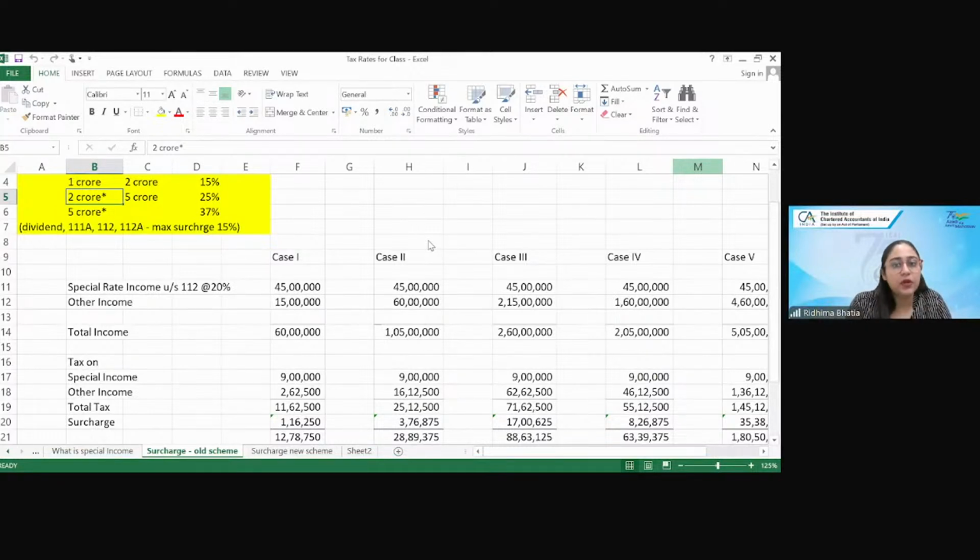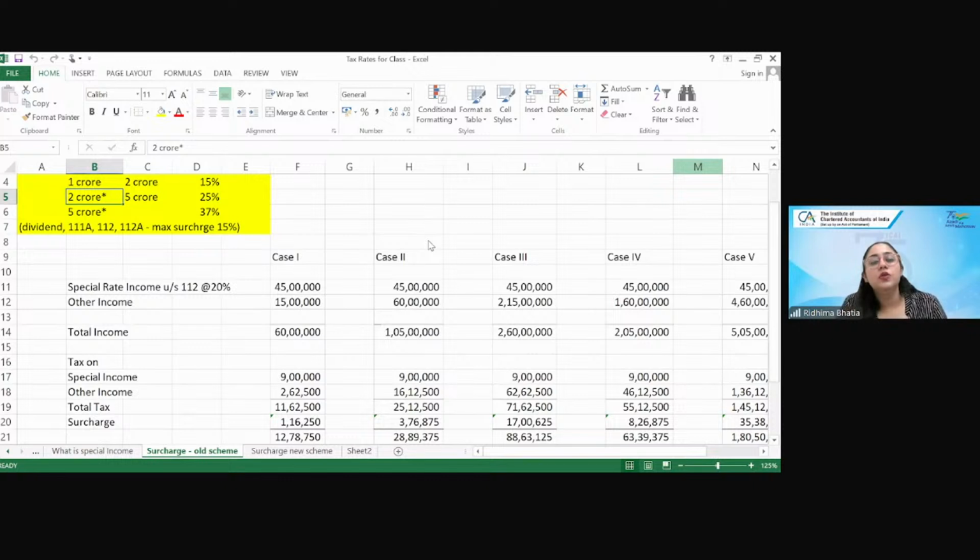Right? Correct? Written, noted. But here there is an asterisk, where you will see that on dividend, on 111A, on 112 and 112A, these are the sections, and these are all capital gain related income or investment related income. On that, maximum surcharge is 15%. Now what is this concept?